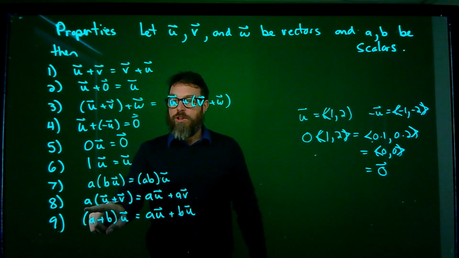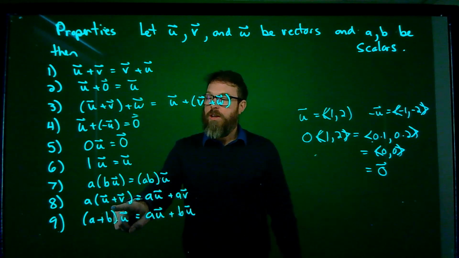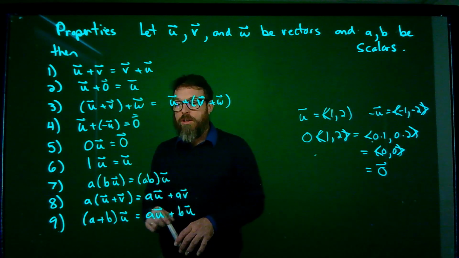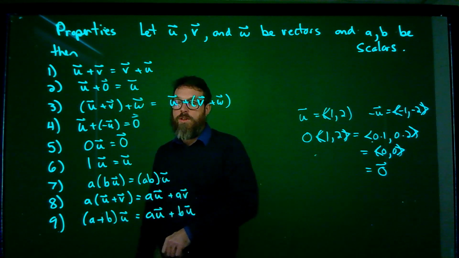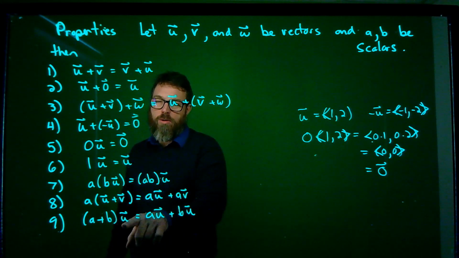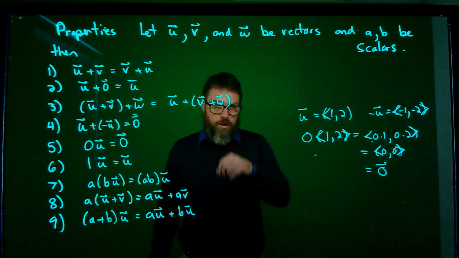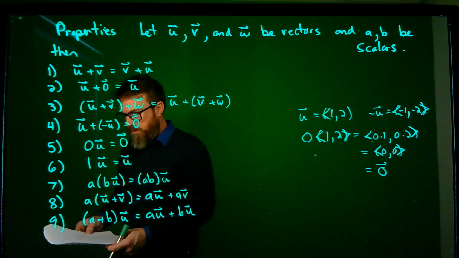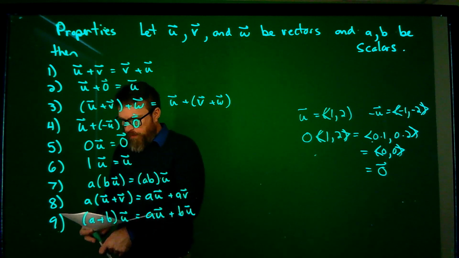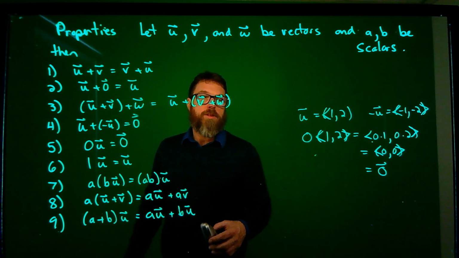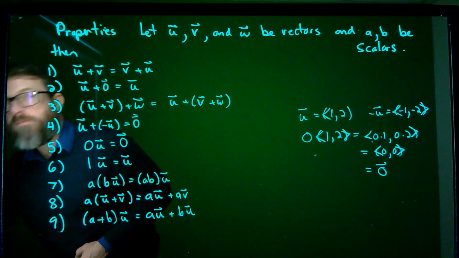They're distributive, so scalars are distributed over vectors. So a times the sum of u plus v is a times u plus a times v. And also vectors are distributed over the sum of scalars. So a plus b times u is a times u plus b times u. Last, I want to really verify the i, j, k notation for our vectors.